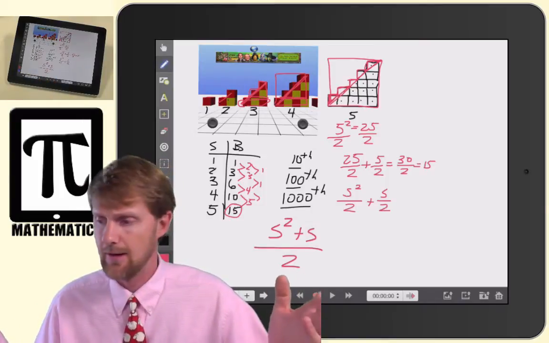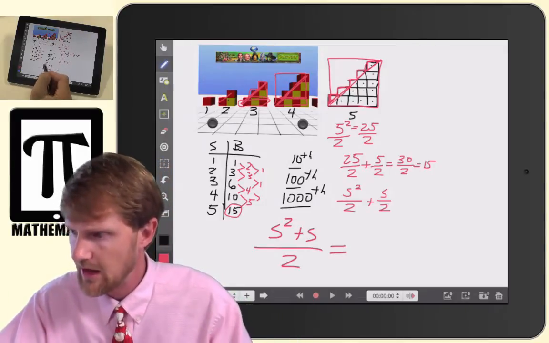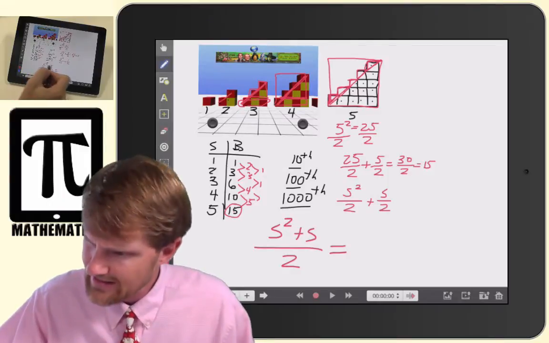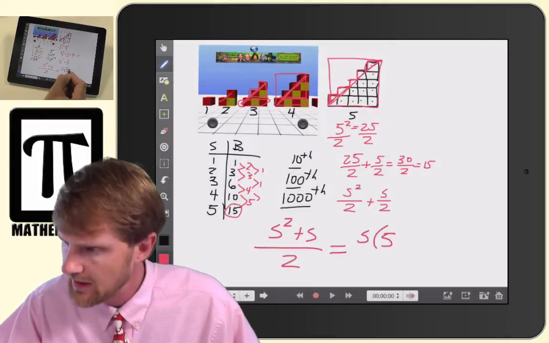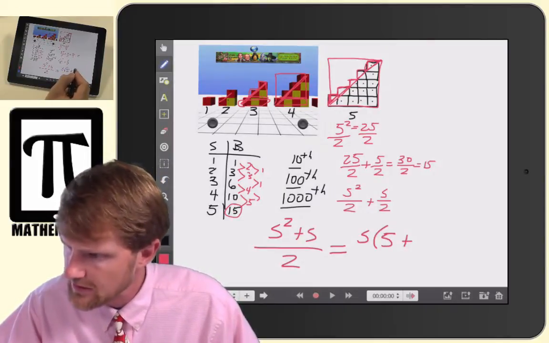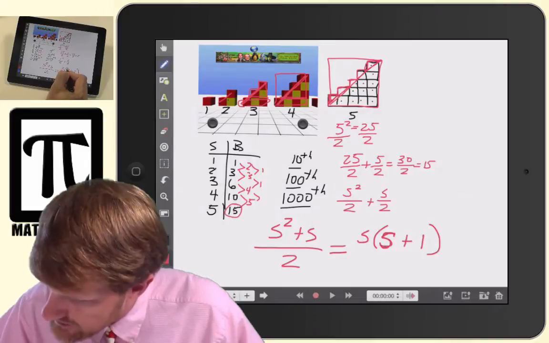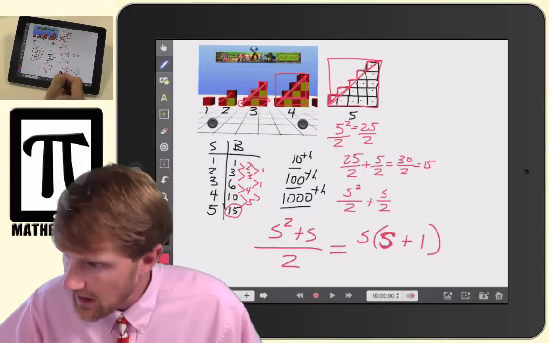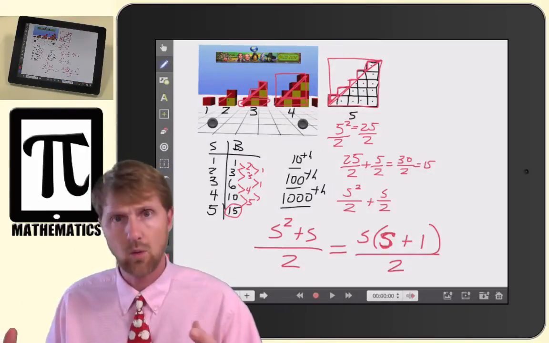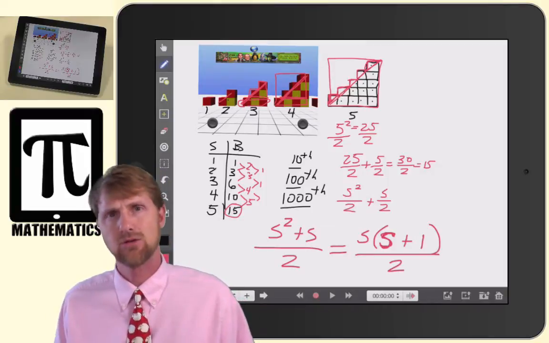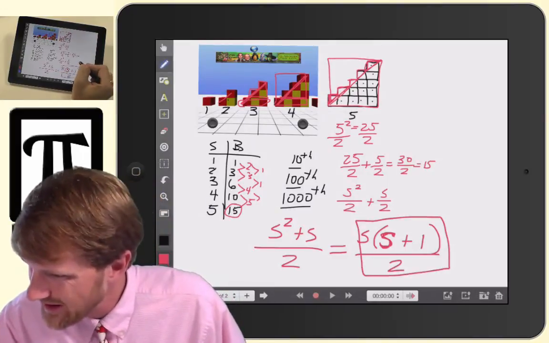Boom, got the answer. And then you can wow them some more with some algebra. This is great stuff. We're going to say S squared plus S. Well, there's an S in each one of those, so I can actually undo the distributive property, and I'm left with S times S plus 1. That looks like a 5, doesn't it? That's an S. So S times S plus 1 divided by 2. So you take the step number, multiply it by one more than the step number, and divide that by 2.